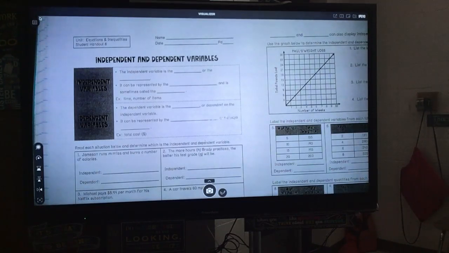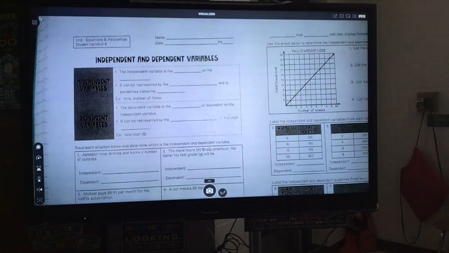Alright, so independent and dependent variables are one of those things that will grow throughout your years. We start with the very basics of this in sixth grade, then in seventh grade it becomes linear expressions and linear equations, and then in eighth grade, Math 1, and so on. It gets a whole lot more complex.